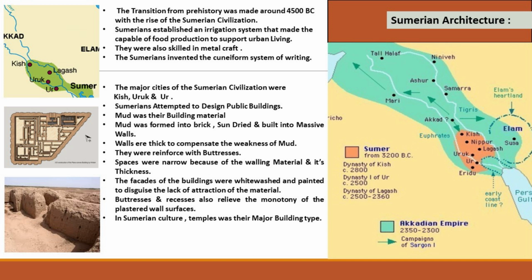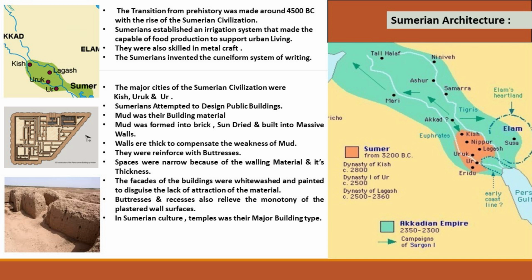Sumerians attempted to design public buildings. Mud was their building material throughout. They used mud for their temples, their houses and public buildings also. Mud was formed into bricks, sun-dried, and built into massive walls. Walls were thick to compensate for the weakness of the mud. They were reinforced with buttresses. Spaces were narrow because of the walling material, which was very thick, and the facades of the buildings were whitewashed. Buttresses and recesses also relieved the monotony of the plaster walls and surfaces.